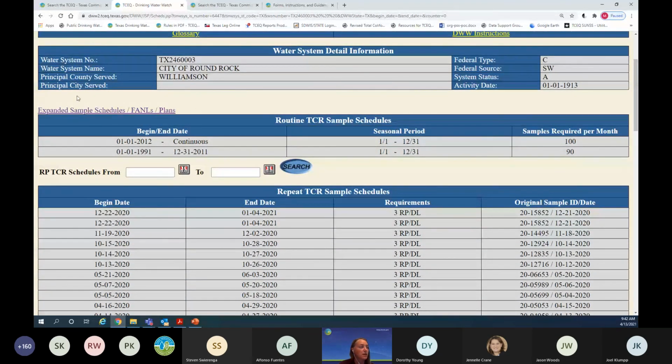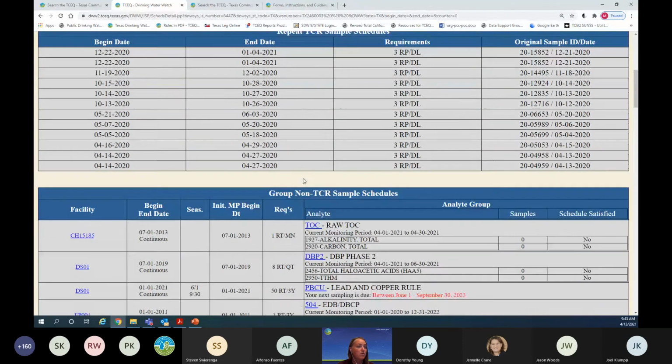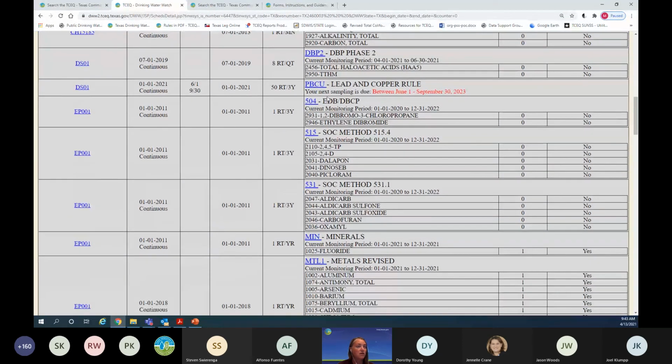Here is a little link that not everybody knows, and I highly encourage you to become aware of: expanded sample schedules, fannels, and plans. By clicking that, it'll reload this page and give you additional details. For instance, on the Lead and Copper Rule, it says when your next sampling is due. Instead of just having this reduced monitoring over here and the continuous, which sometimes confuses people, it tells you exactly. They are not due until between June 1st and September 30th of 2023.